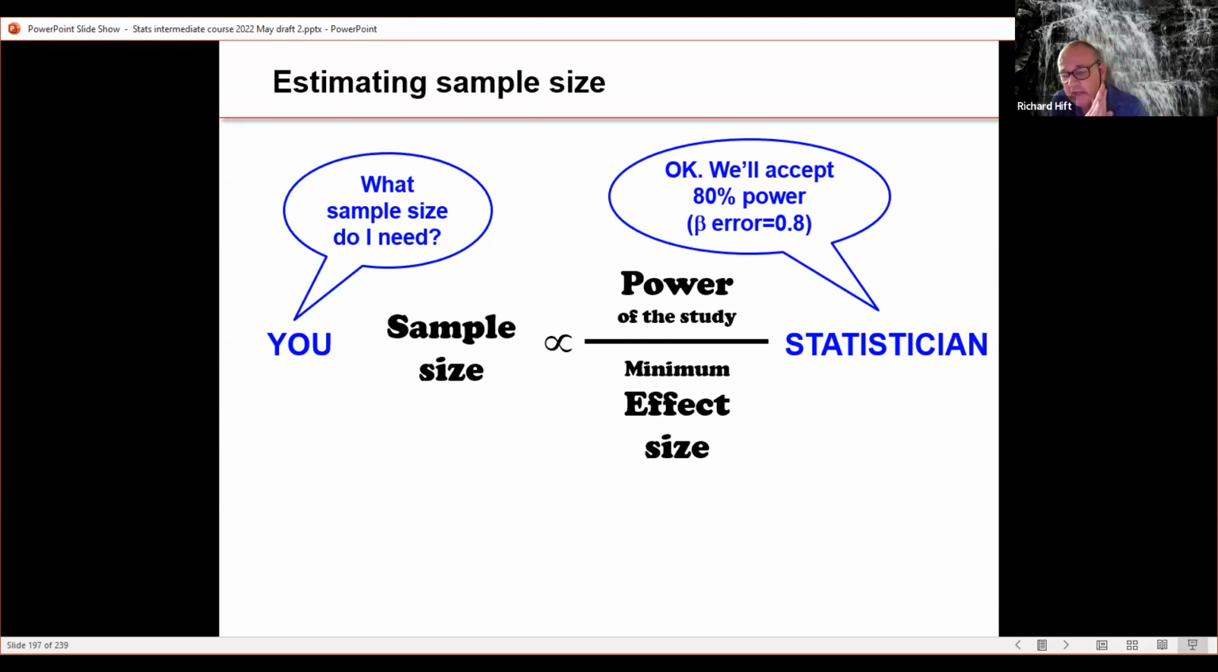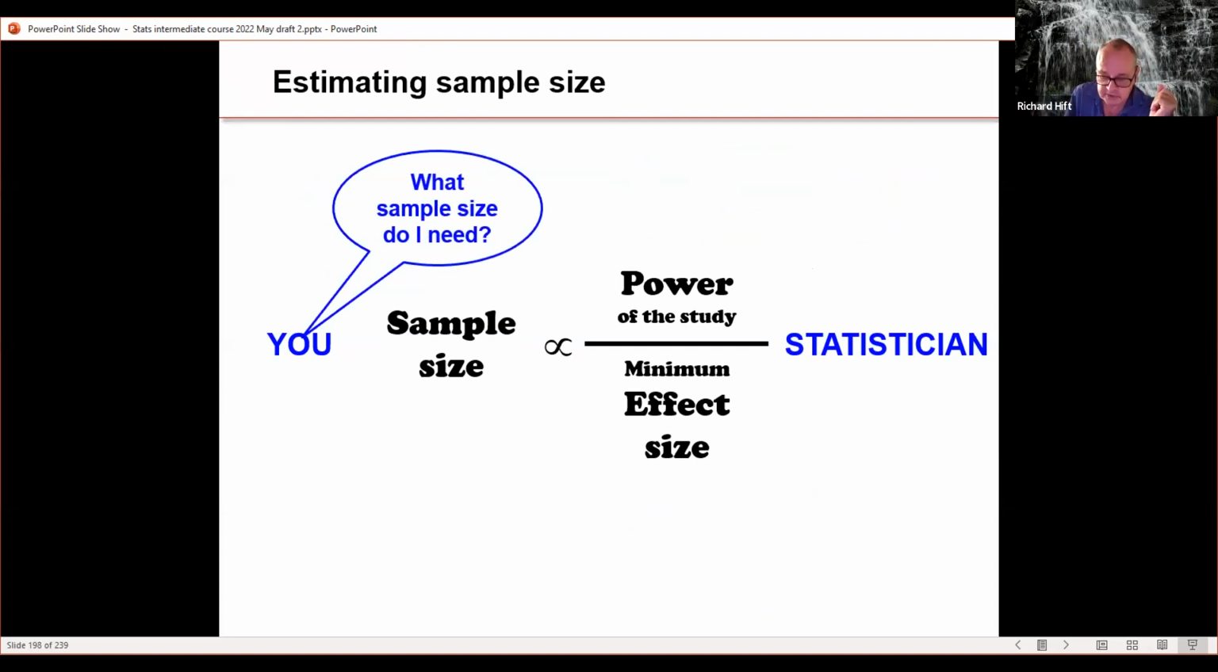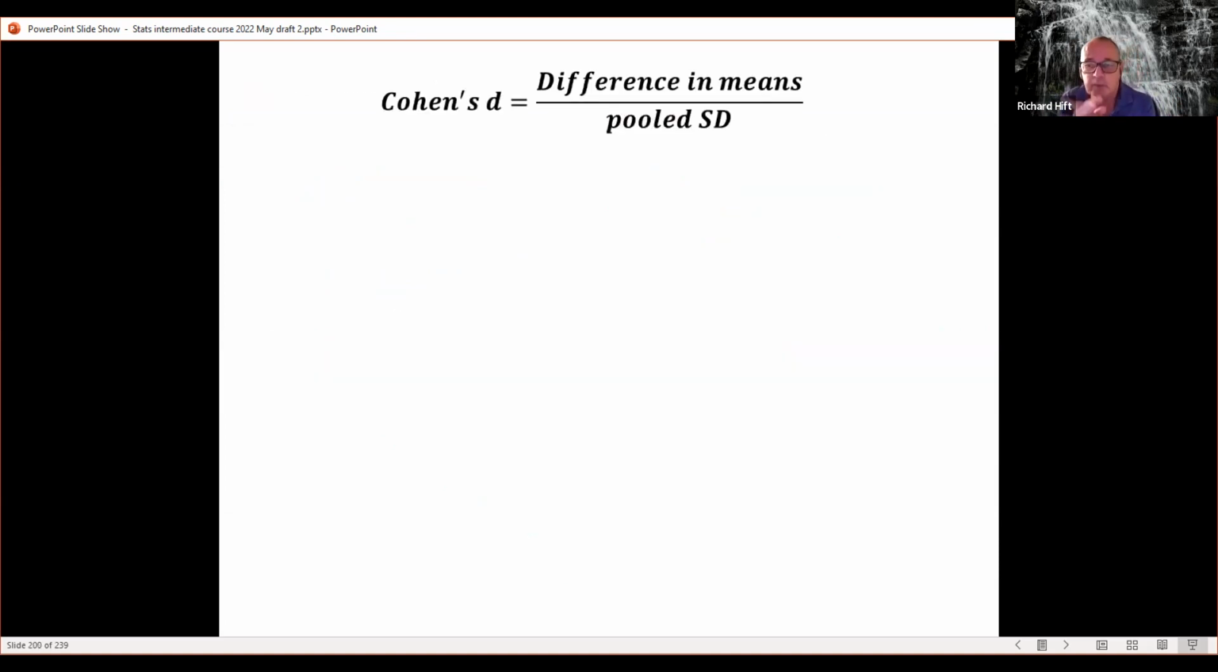Okay, so the statistician doesn't have to ask you too much about that. But his next question is, what effect size are you expecting? Okay. The answer to which is almost always, what's he talking about? Okay. So then the statistician explains to you that you need to tell him what your result is going to be. How big is the difference going to be? And what will the standard deviations be of your samples when you measure them? In other words, he wants to know what's the difference in means and what is the pooled standard deviation.